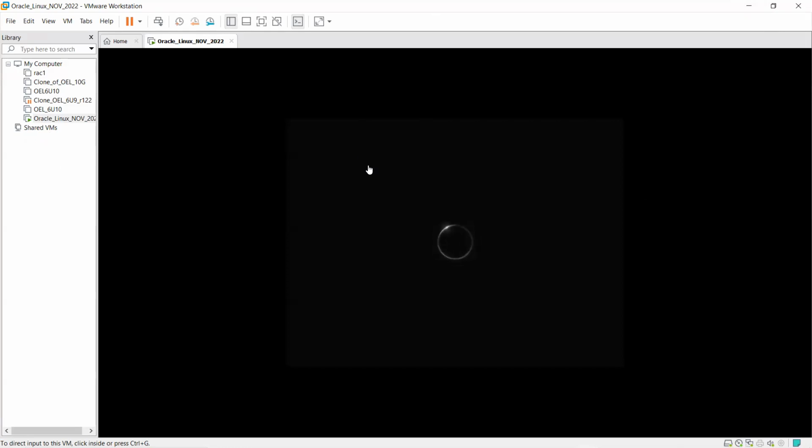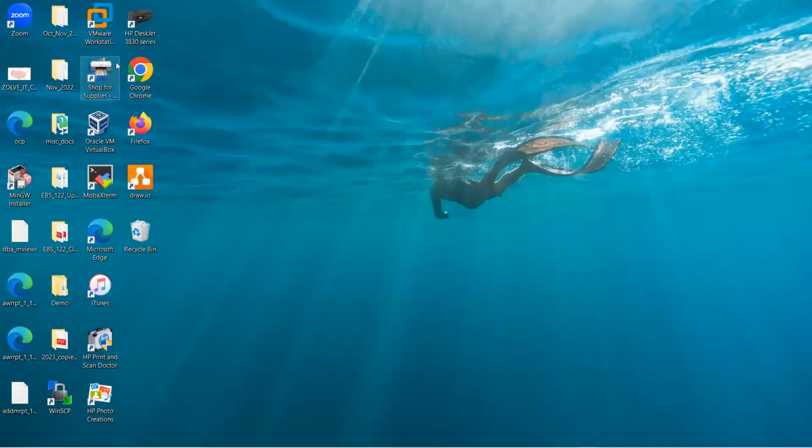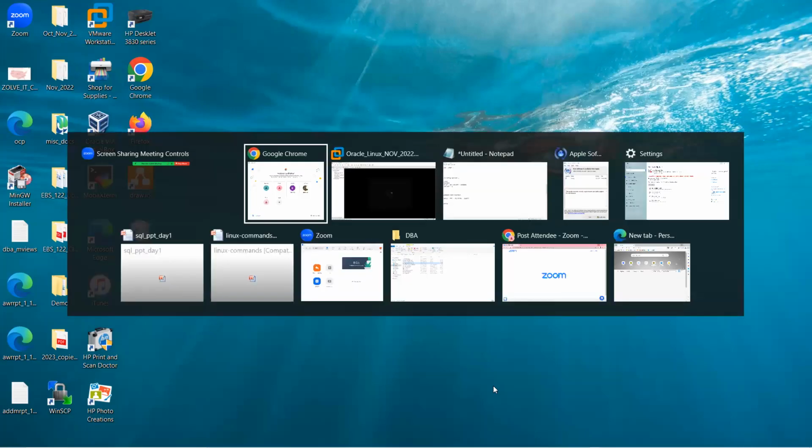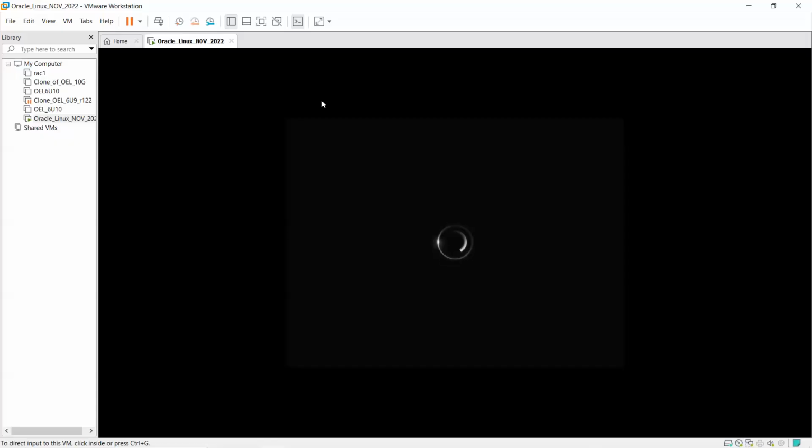We'll have SQL Developer. All these you will come to know while learning the course. Now if I want to go to my Windows, I can come to my desktop and start using my Google Chrome. If I am using my Linux, I'll come here and start. So it's like an alt-tab only.